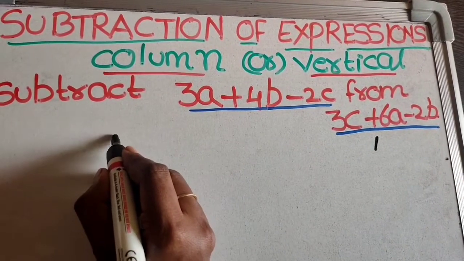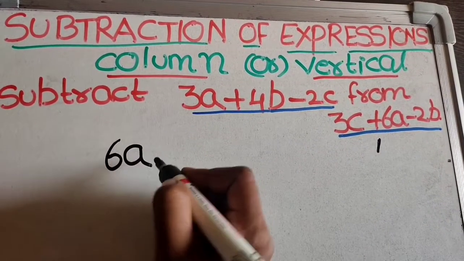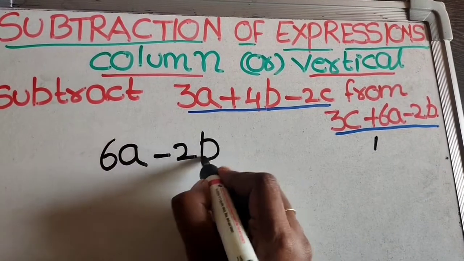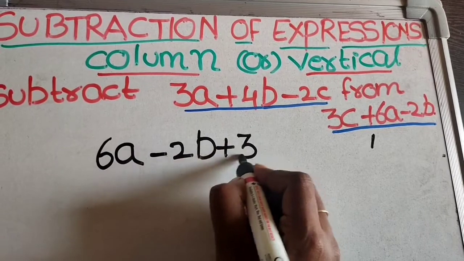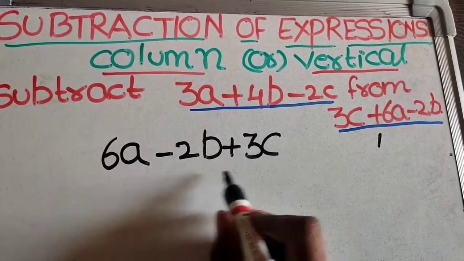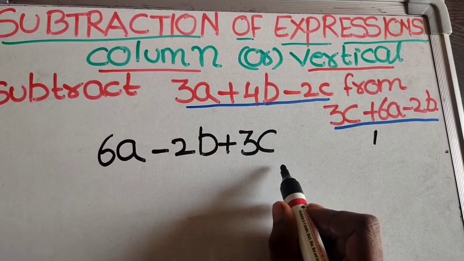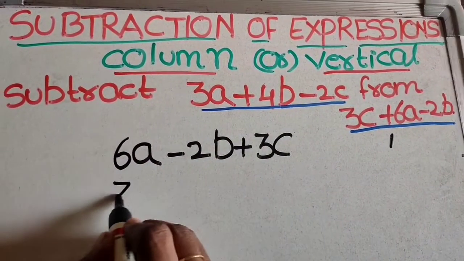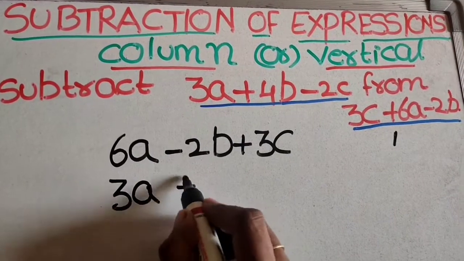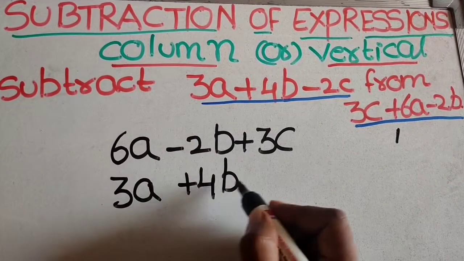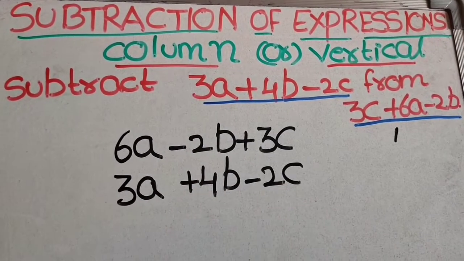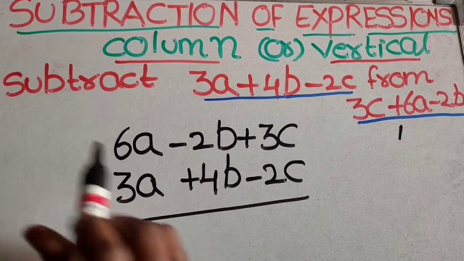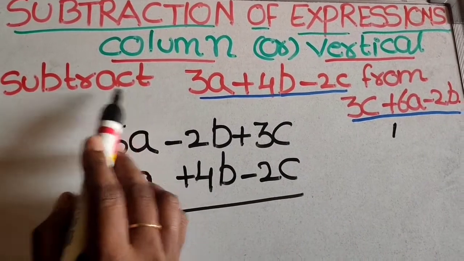Now write the expression first. Which expression we have to take first? That we have to write. So now I am writing it in the standard form: 6a - 2b + 3c. That means I am writing it in alphabetical order. And what is the next one? 3a + 4b - 2c. So as we are doing the column method, we have to write the expression under the expression.